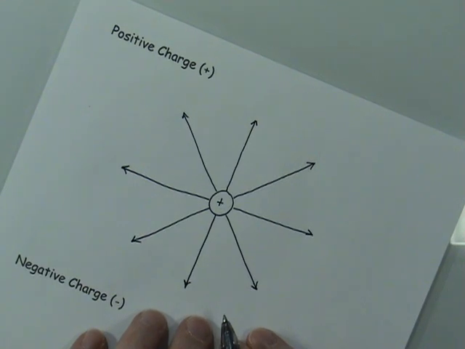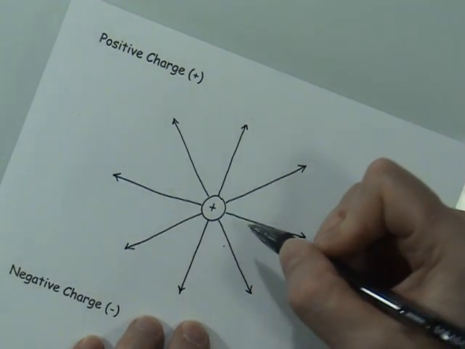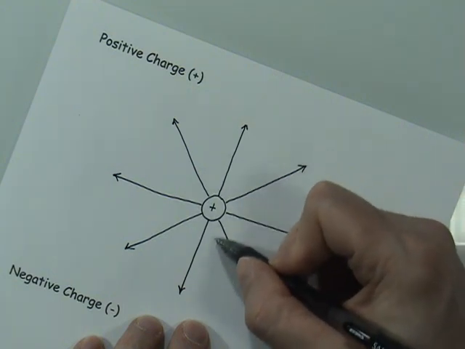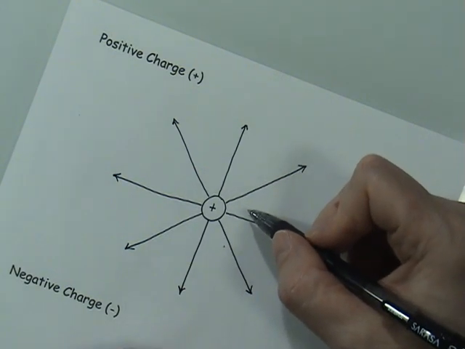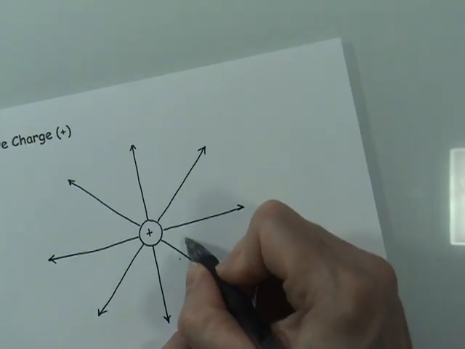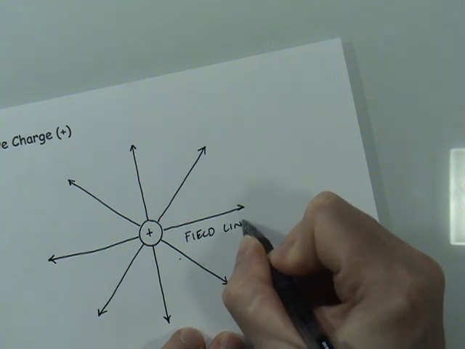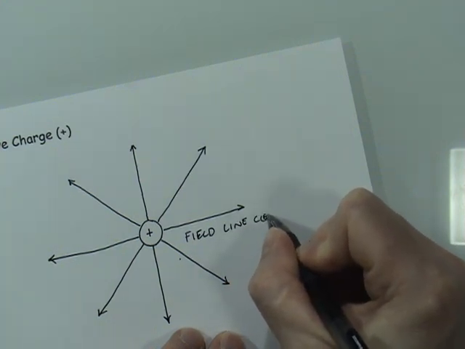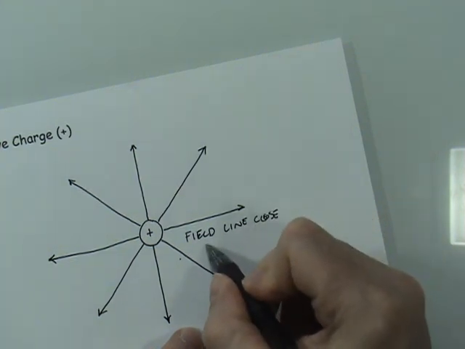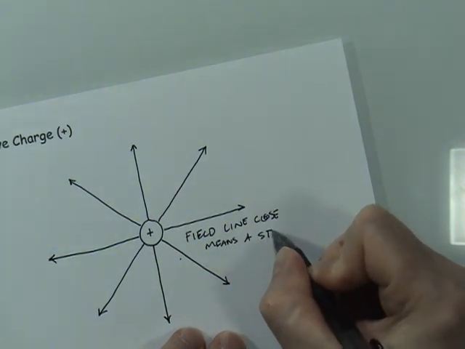So for example, let's say that I take and I make a loop right here, and I just make a big loop like this right here. Okay? Now there would be 3 field lines going through that loop. So when the field lines are close, that means a strong field.